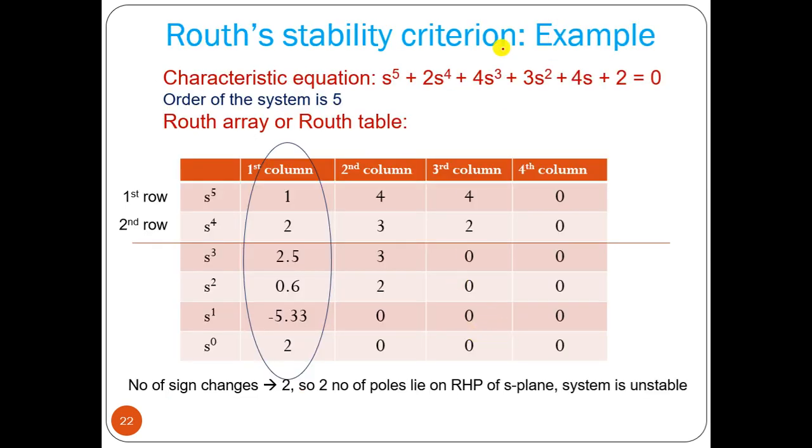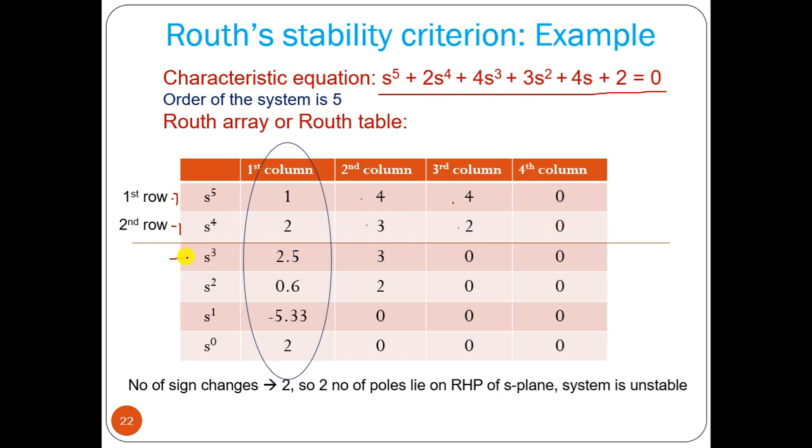Now let us take another example. Okay, so this is your characteristic equation. Starting from S5 then up to S0, S5, S4, this is the first two rows where we have to put all the coefficient values alternately. 1, then 2, then 4, 3, 4, 2. The fourth column is 0, 0.